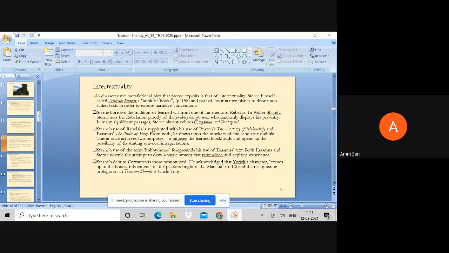interpretations. Now, Sterne also uses this term hobby horse that I referred to when we discussed the notion of character, taking it from Erasmus. Part of it is the ridiculing of the attempt to draw upon a single system that rationalizes and explains experience. Sterne sees experience as something which is multidimensional. So whenever realism tries to locate a character within a particular trait, Sterne is extremely satirical.